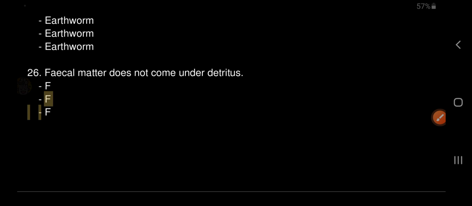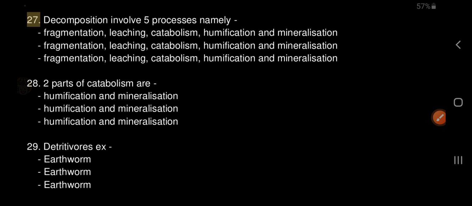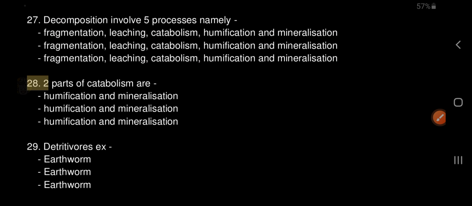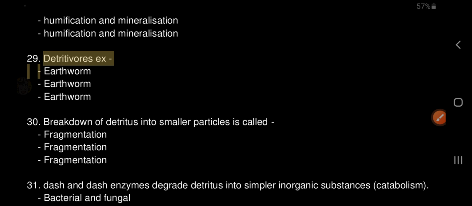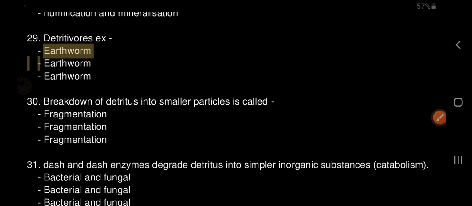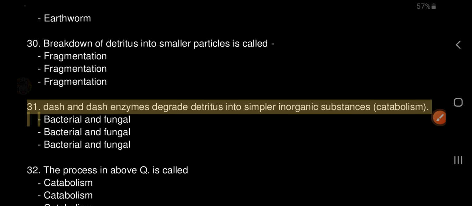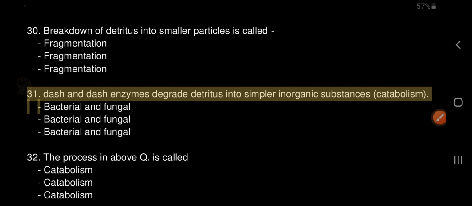False. 27. Decomposition involves five processes, namely fragmentation, leaching, catabolism, humification and mineralization. 28. Two parts of catabolism are humification and mineralization. 29. Detritivores, X. Earthworm. 30. Breakdown of detritus into smaller particles is called fragmentation.